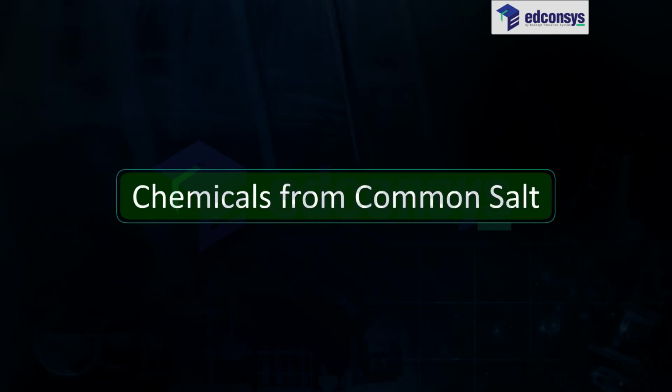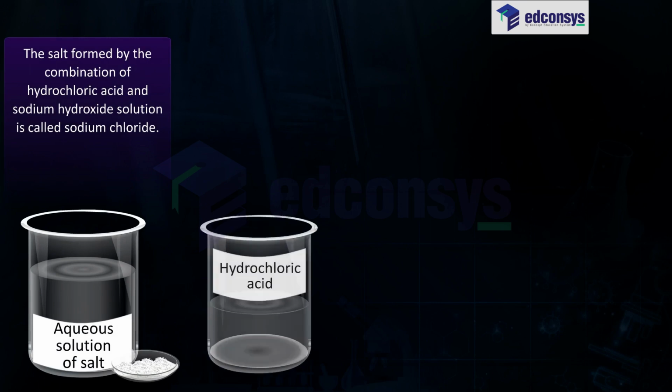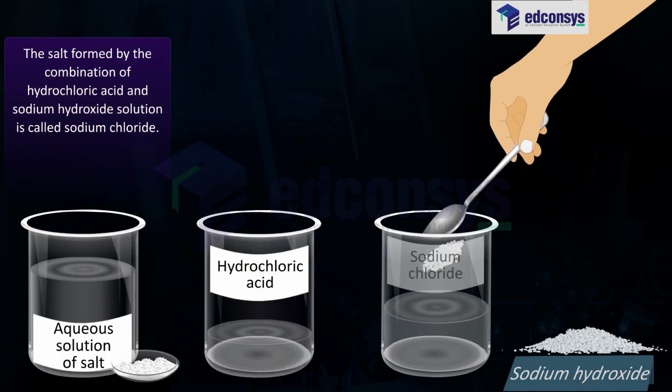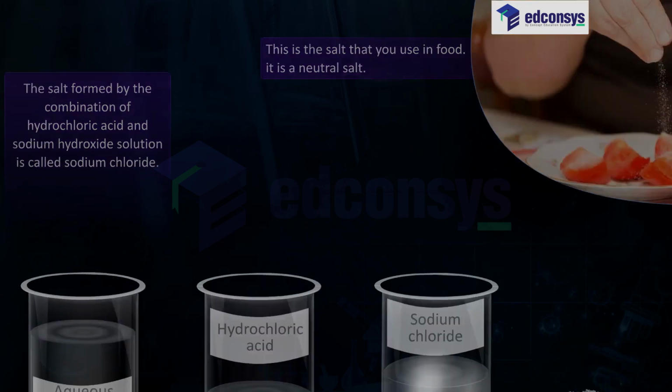Chemicals from common salt. The salt formed by the combination of hydrochloric acid and sodium hydroxide solution is called sodium chloride. This is the salt that you use in food. It is a neutral salt.